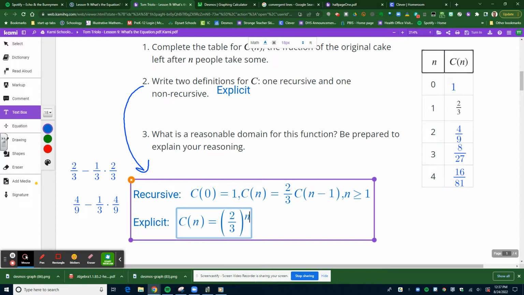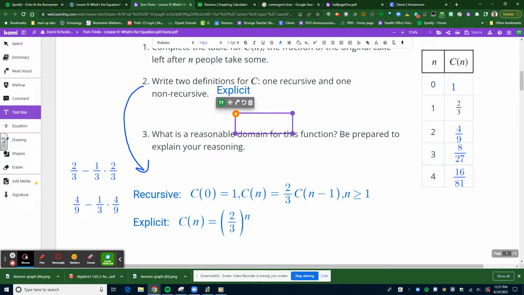All right, so it talks about domain. Did somebody look it up? Anybody look up domain or remember what it is? What'd you find, Joseph? The x values. Okay, so if you didn't remember that, just put a little text box above domain and write possible x values.